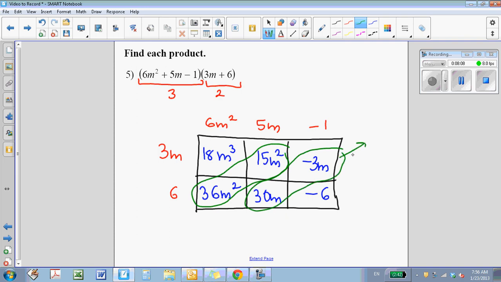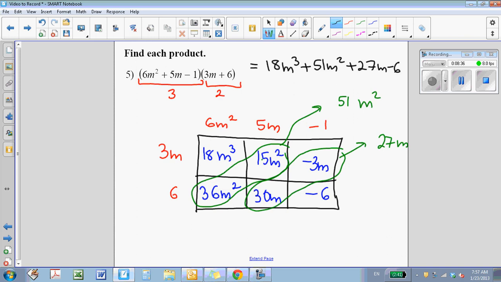So you have 30m minus 3m, which is 27m. We have 36 plus 15m squared, so they're going to be m squares. 36 plus 15 is going to give us 51. And then we're just going to write our answer. So we're going to start from the highest exponent, so we're going to go this way. 18m to the third plus 51m squared plus 27m minus 6.